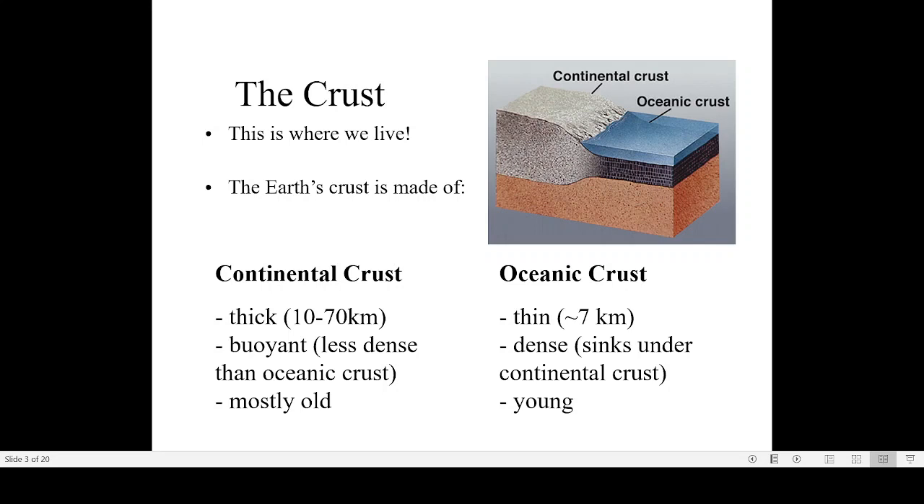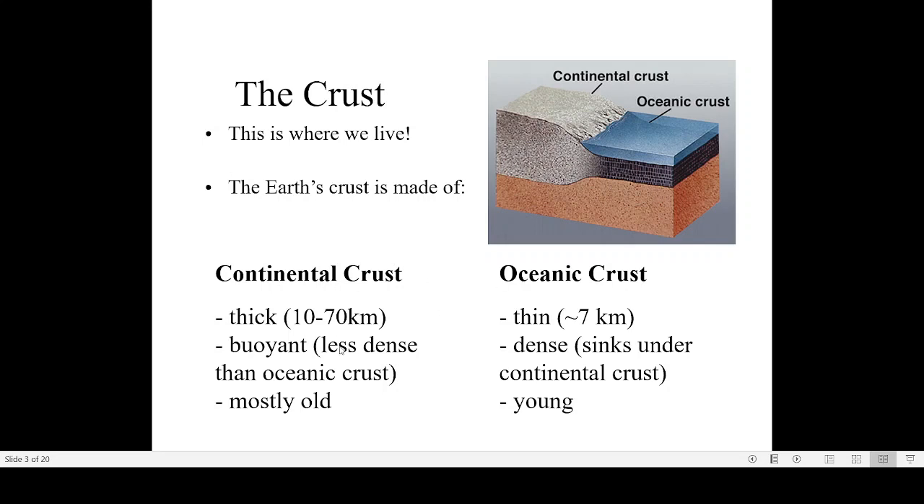Now, there is also some difference in the thickness of the crust. The continental crust is thicker. Here you can see that above the continental crust, we can mostly find continents or land, and its thickness will be 10 kilometers to 70 kilometers. If you compare that with the oceanic crust, which is very thin, it is only approximately 7 kilometers in thickness.